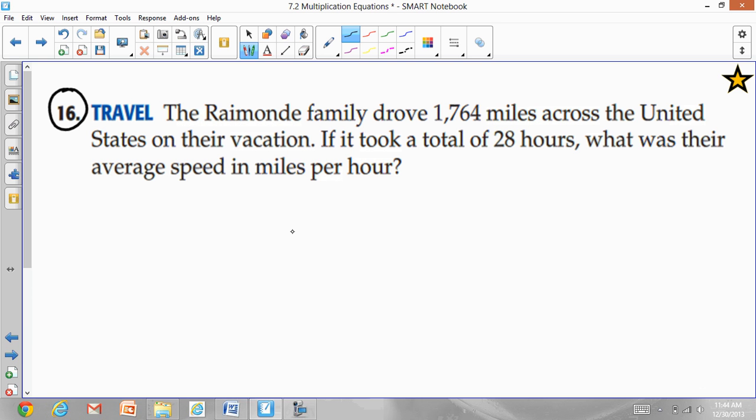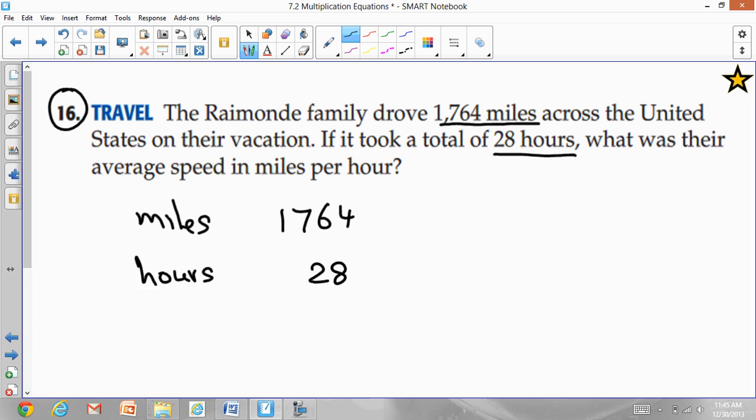Pause the video, read the question, understand. Let's begin. So this family drove so many miles across the United States on their vacation, and it took a total of 28 hours. So watch the way that I'm showing you. Underline the key phrases as you read the question. So those are the two pieces of information given. Let's set it up. So you got miles and you got hours. So it takes 1,764 miles and it takes 28 hours to cover it.